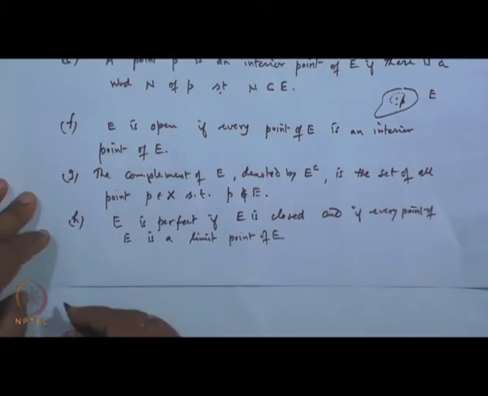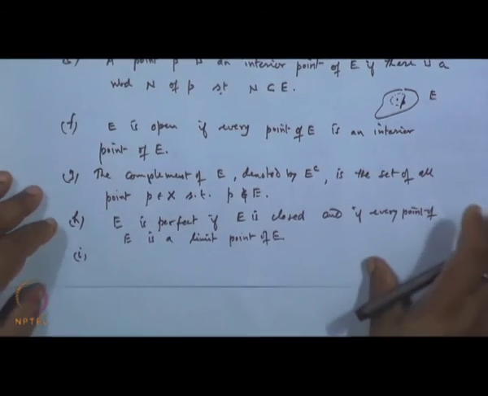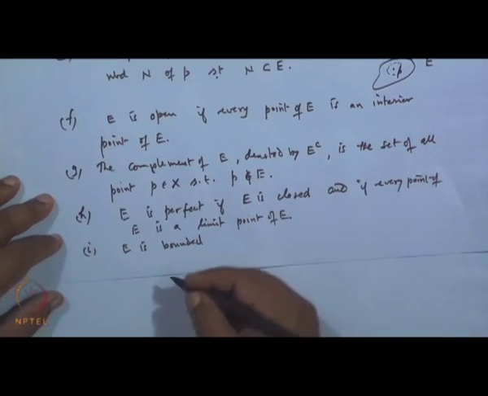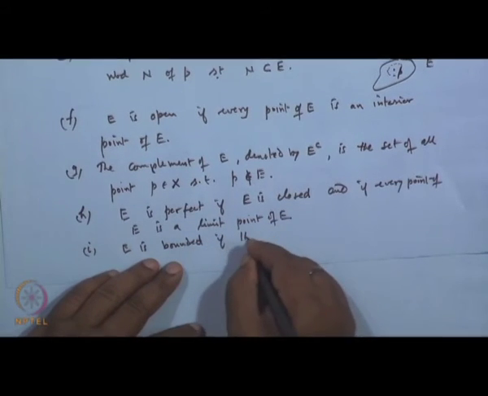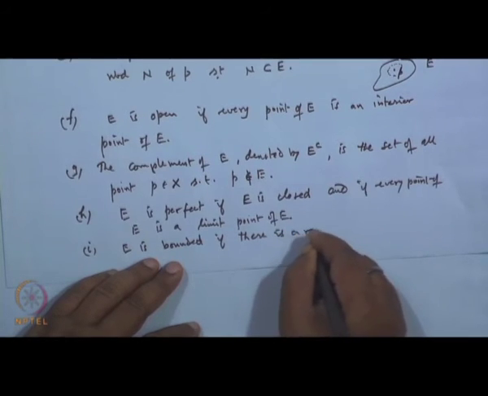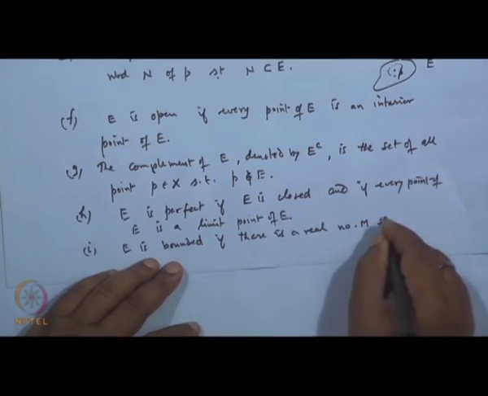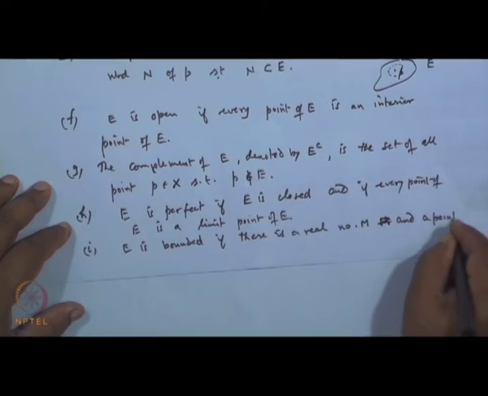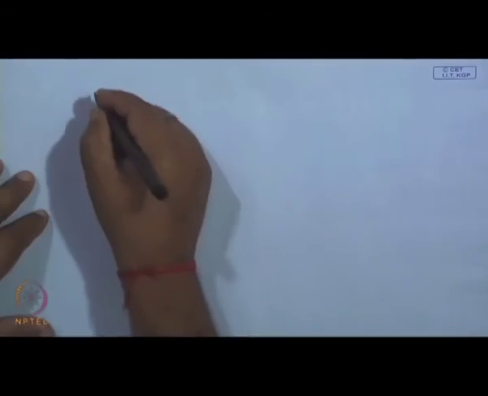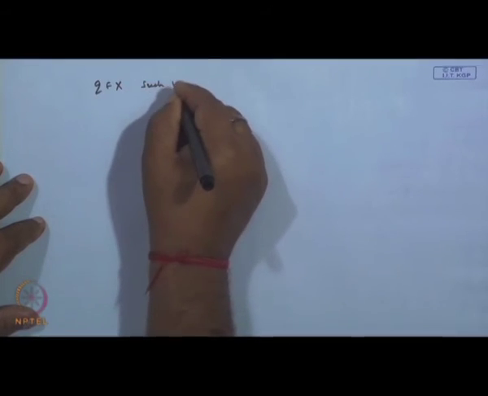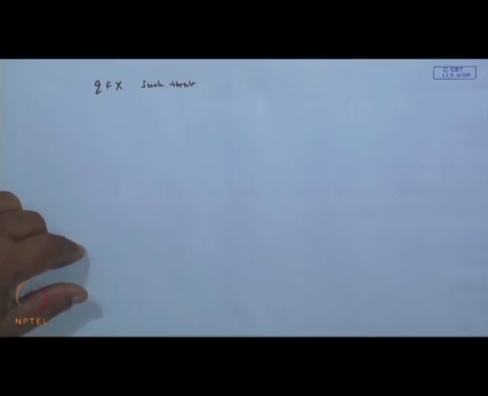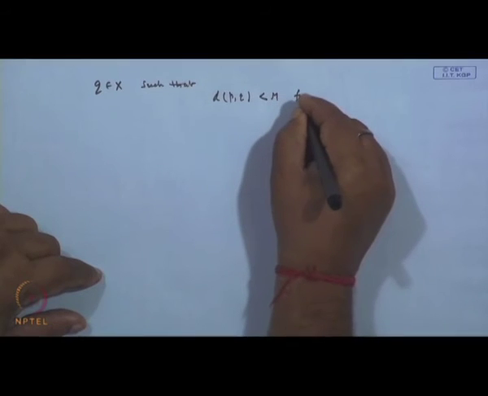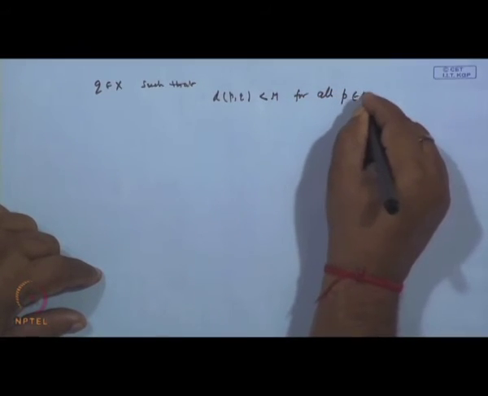I, a bounded set we have already discussed. So, a set is said to be bounded if there is a real number M and a point Q belonging to X such that the distance between P and Q does not exceed M for all P belonging to E.